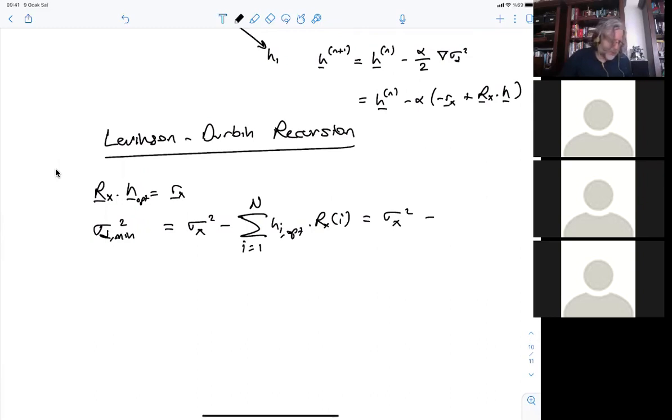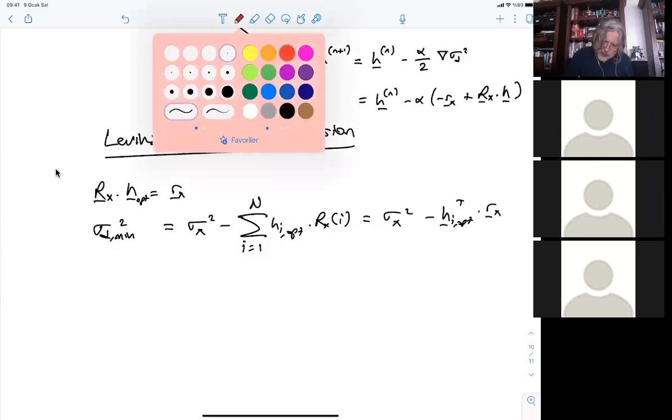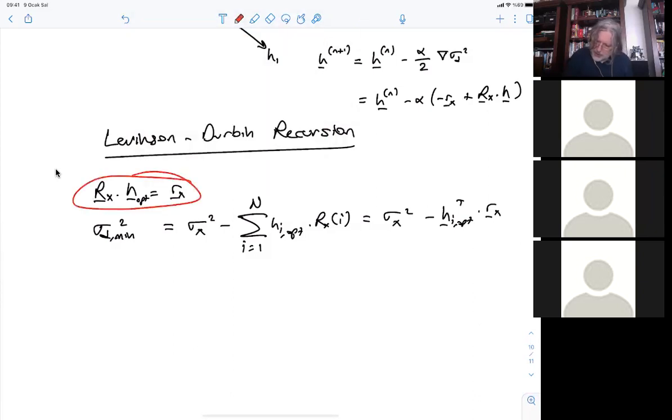which one should I prefer? I'm trying to think of it. Let me write it like h optimum vector transpose times, no, it's not capital Rx, it is the vector form of Rx. We can write it like this. Okay, so we have two equations, this and this. This is equal to sigma d square minimum.